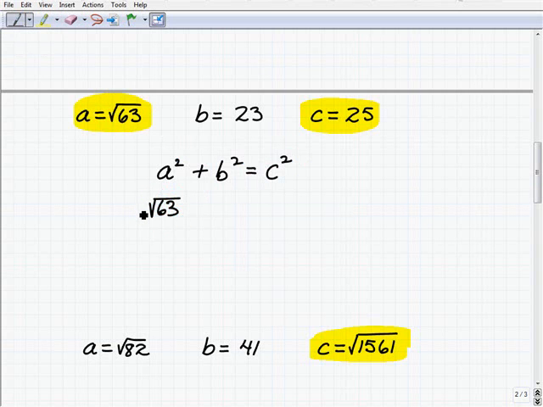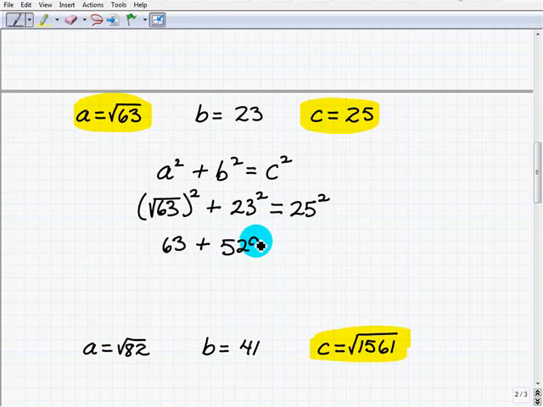So here's the square root of 63, this is our value, we're going to square it, plus b squared, which is 23 squared, and we have to see if that is going to be equal to 25 squared. Okay, so the square root of 63 squared is simply 63. So no need to put that in your calculator and get a decimal. Plus 23 squared, we're going to figure that out. That's 529. So let's get our total now here. So 529 plus 63 is 592.